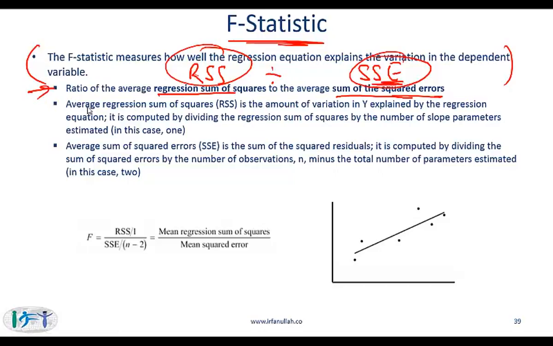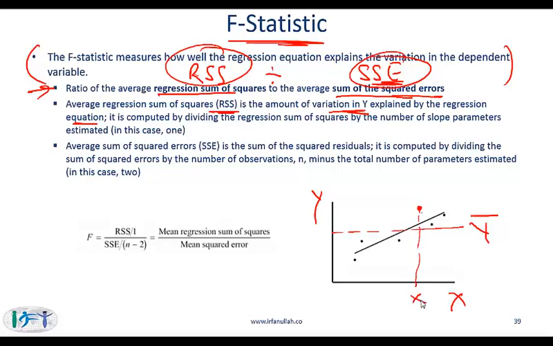The average regression sum of squares, or RSS, is the amount of variation in Y which is explained by the regression equation. Now this goes back to something we talked about earlier. If you have your Y and you have your X, there is a certain Y bar, which is the average Y. And then let's take this data point over here.